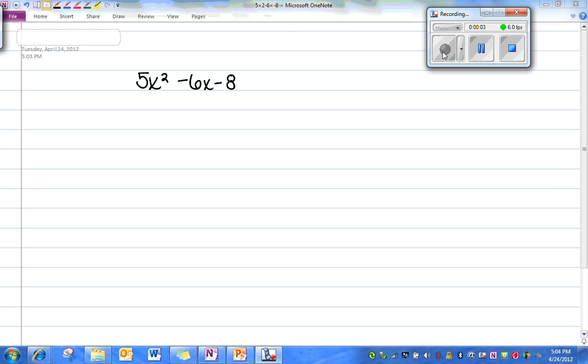So now we're going to factor this trinomial, 5x squared minus 6x minus 8, using friendly factoring. So the first thing we want to do, again, is to multiply the leading coefficient times our constant term. So I'll multiply over here 5 times negative 8. This gives me negative 40, and this will be my product.